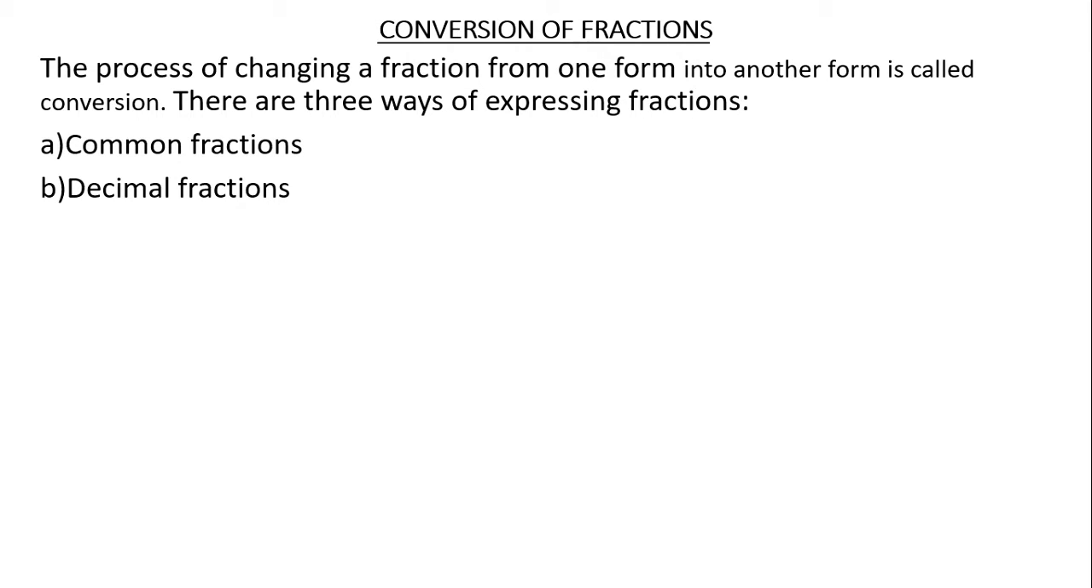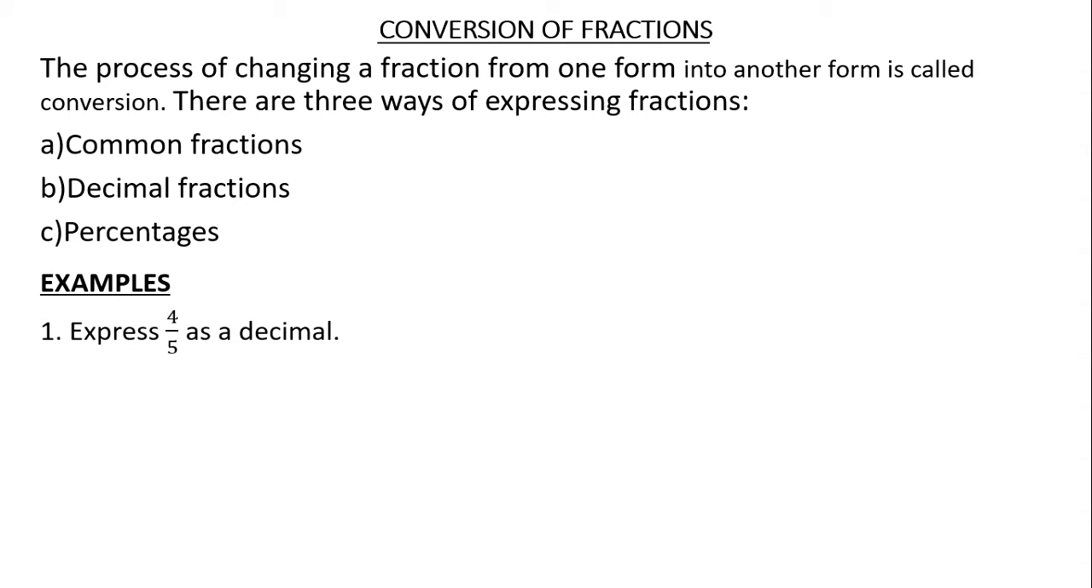Decimal fractions. These are fractions where you have a whole number before the decimal point and digits after the decimal point. The digits after the decimal point are always fractions. Percentages. Percentages are fractions where the denominator is 100. Examples: we have to express 4 over 5 as a decimal.